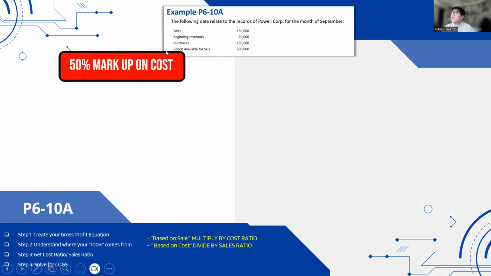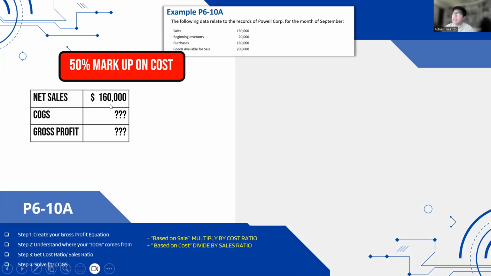First is, what if 50% markup on cost? So 50% markup on cost. If our net sales is 160,000, ano yung 50%? The 50% would be the gross profit. So alam natin 50% to. The next question is, since it's based on cost, ano yung 100% natin? Ang 100% natin, dalawa lang yan. Either 100% is the net sales or the COGS. But dahil based on cost, ito yung 100%, yung COGS.